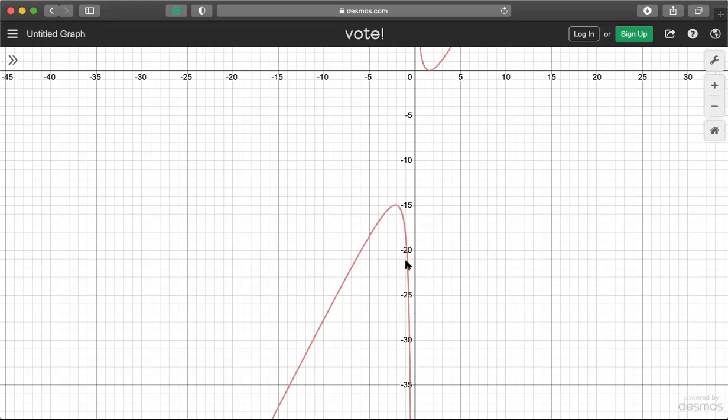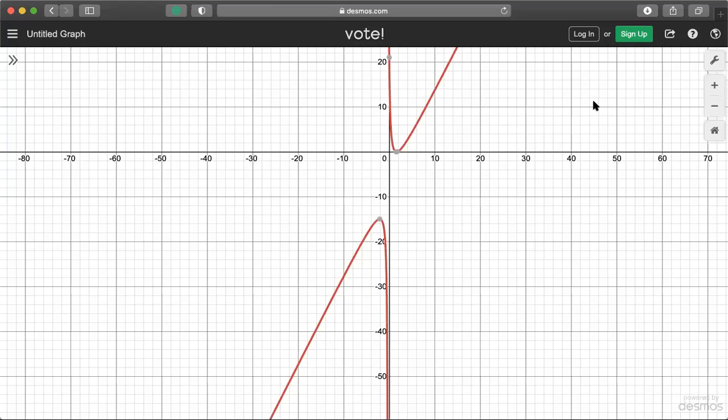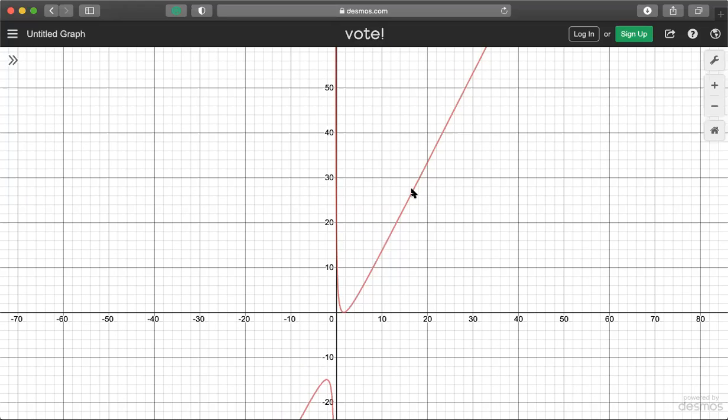Down here, we have a similar situation. So if I'm coming towards negative 0.25 from the left, we're going towards negative infinity for the y values. Now, when we're looking at the end behavior of this graph, you can see that this end behavior kind of looks like a straight line.